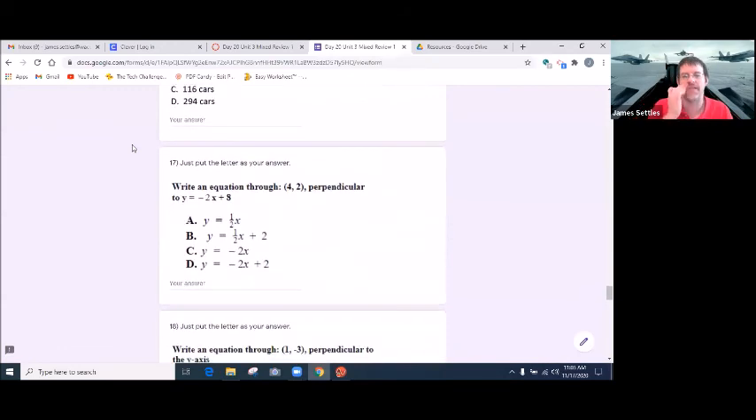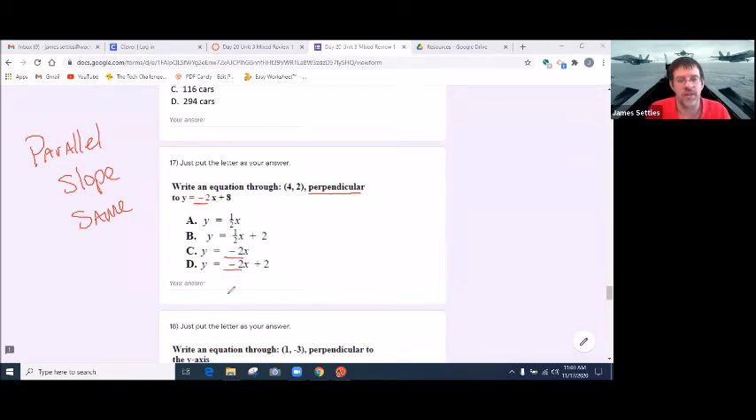I want to look at 17. So 17, first off, if you can get perpendicular, you're doing pretty well, okay, because it's perpendicular to this right here. If you can't, then I want you to get parallel. So parallel slopes are the same. So the slope of this line is -2, and the parallel slope would also be -2.